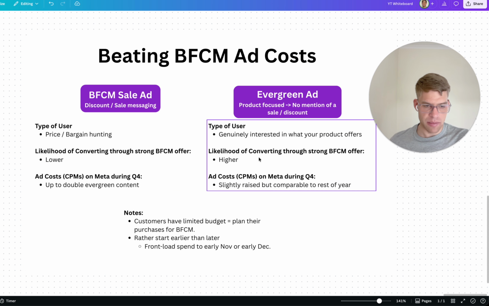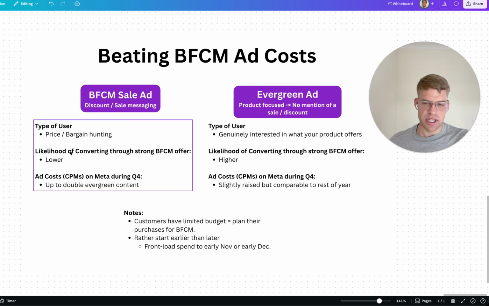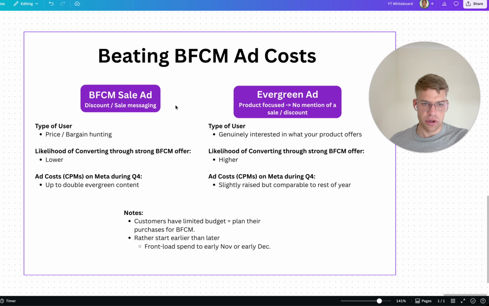This user, in my opinion, is not, and therefore the likelihood of this user converting, in my opinion, is higher. So if we just look at this for a second, we're paying less to get a higher quality user onto the store through an evergreen creative during peak sale periods, as opposed to a Black Friday, Cyber Monday creative, where we're paying more to essentially get a lower quality user onto the store.